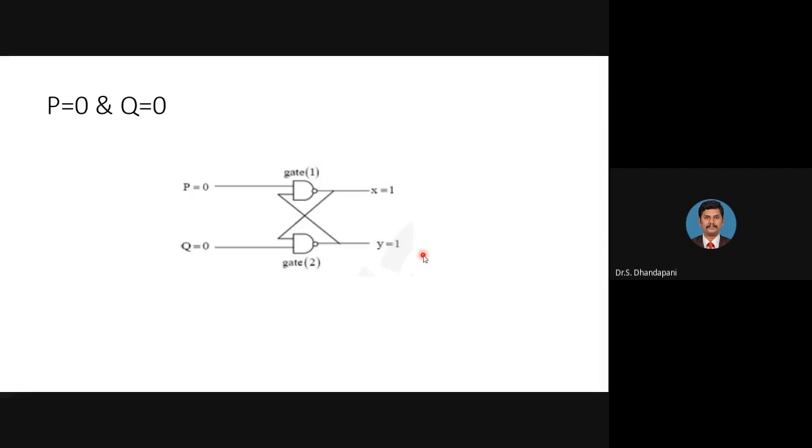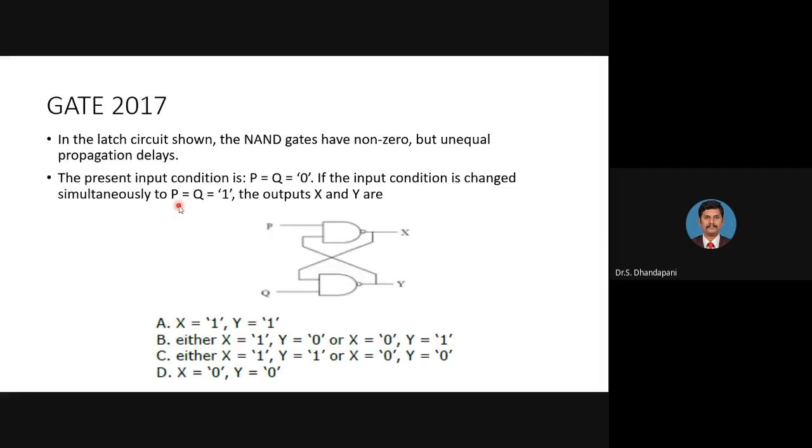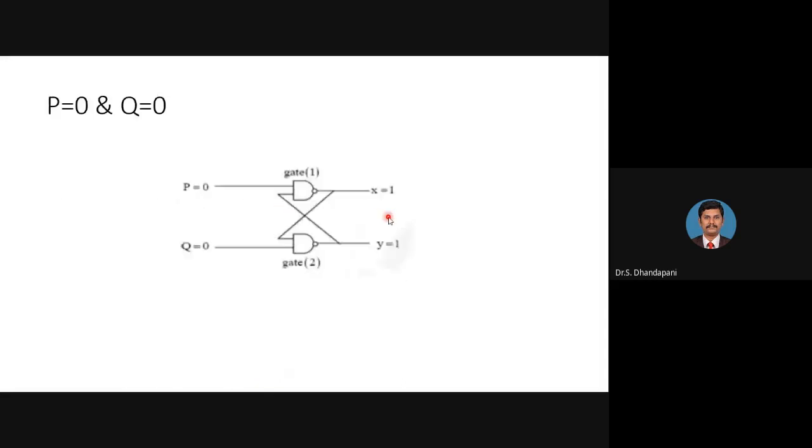But the question is, we are changing the inputs simultaneously to P equal to 1, Q equal to 1. So what will be the value of X and Y? What we have got is the initial values. This is not our final answer. Now let us analyze the final answer. The final answer is the tricky part. All of you listen carefully.